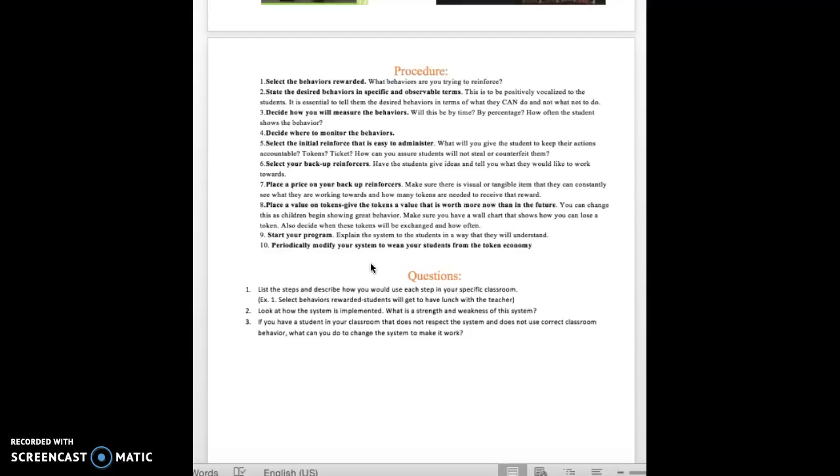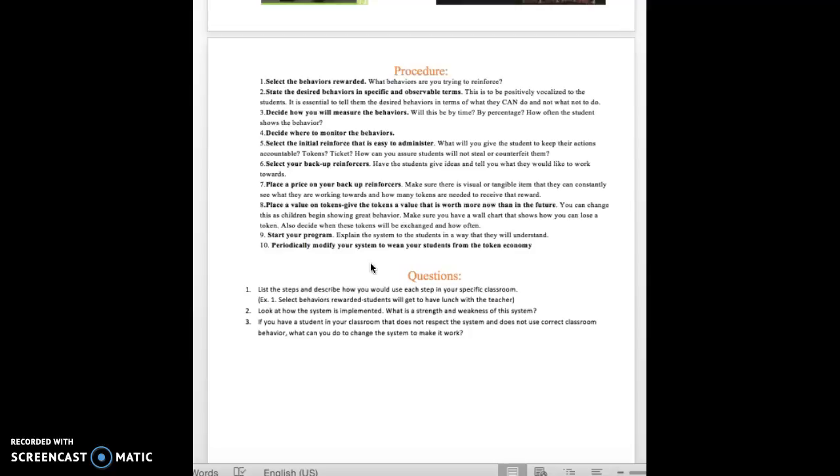It's you can do this and you cannot do that, just so the students will have more of a positive outlook on the system. So number three, decide how you will measure the behaviors. So you can do it by time, by percentage. How often will the student show the behavior? It's honestly up to the teacher's preference on what you would like to do.